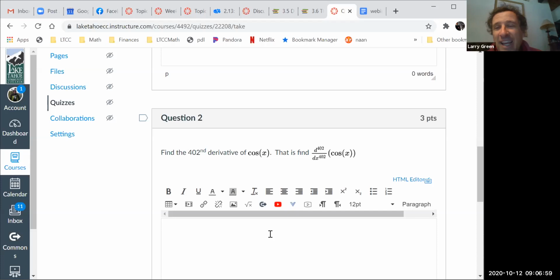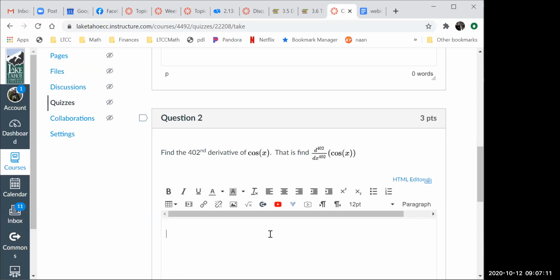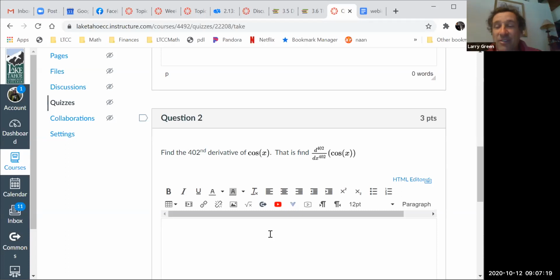And I purposely gave you an easy one. I hope in your head you can all divide 402 by 4 and tell me what the remainder is. What is the remainder when you divide 402 by 4? 2. Notice that 400, I try to make it nice. Right? If you knew what to do, this is easy. So this is the same, let me just type this out. This is the same as the second derivative.